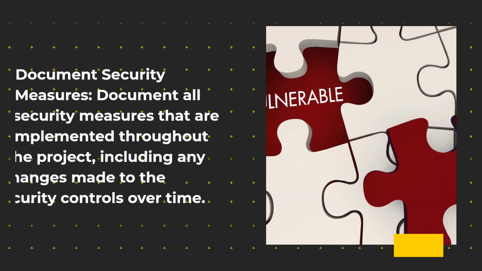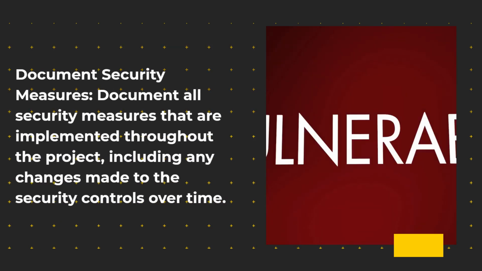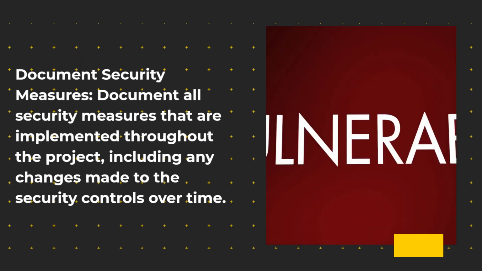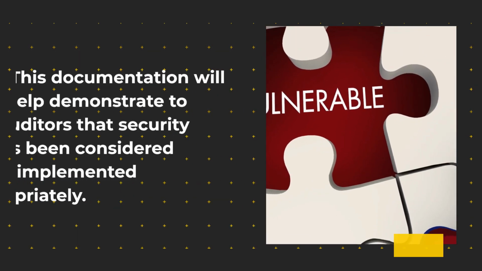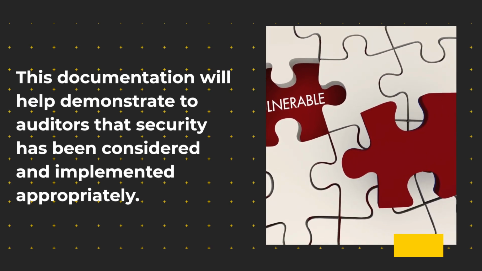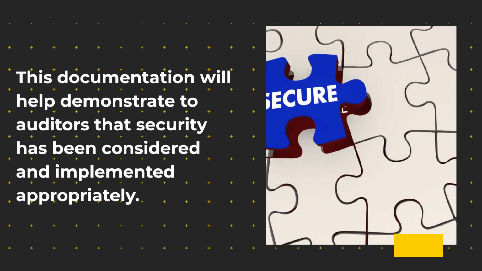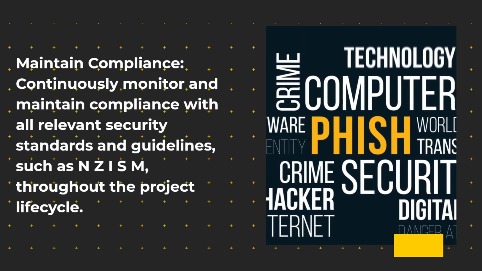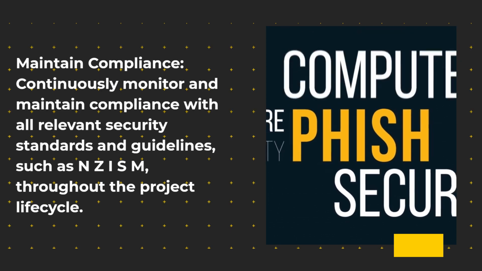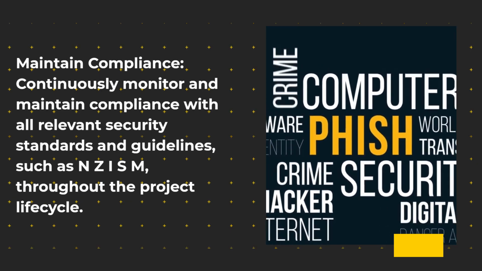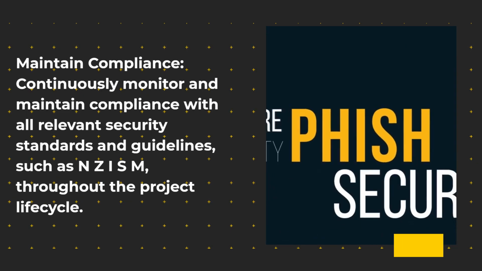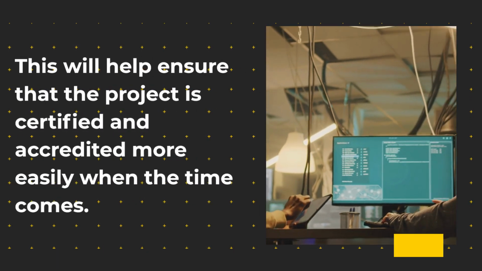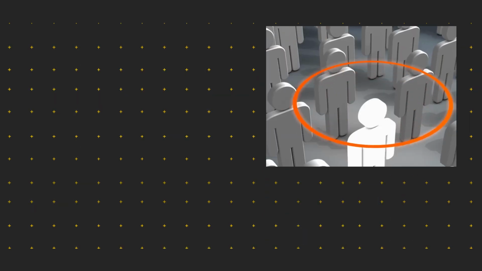Document security measures. Document all security measures that are implemented throughout the project, including any changes made to the security controls over time. This documentation will help demonstrate to auditors that security has been considered and implemented appropriately. Maintain compliance. Continuously monitor and maintain compliance with all relevant security standards and guidelines, such as NZISM, throughout the project lifecycle. This will help ensure that the project is certified and accredited more easily when the time comes.